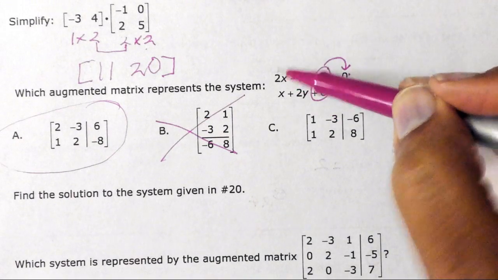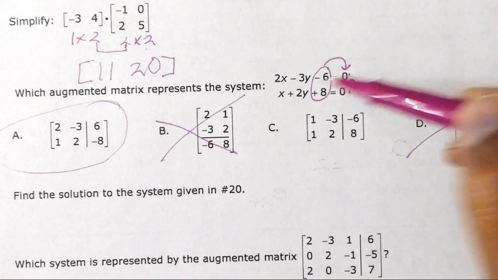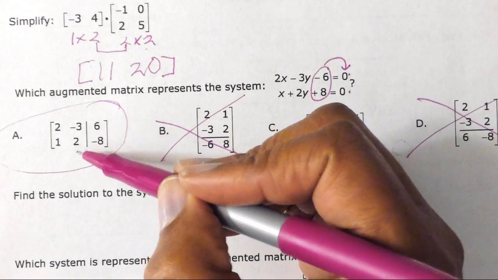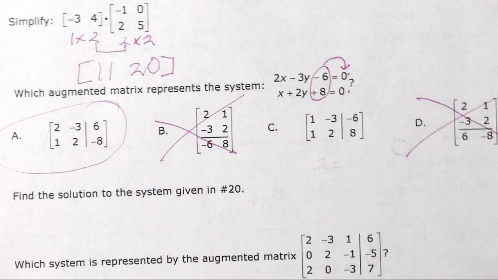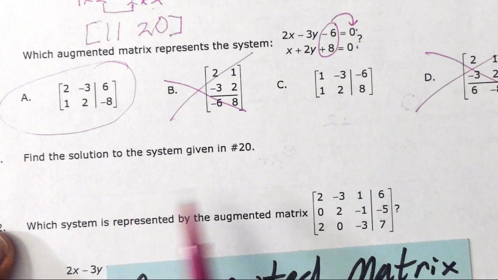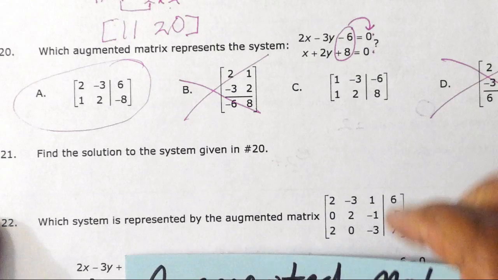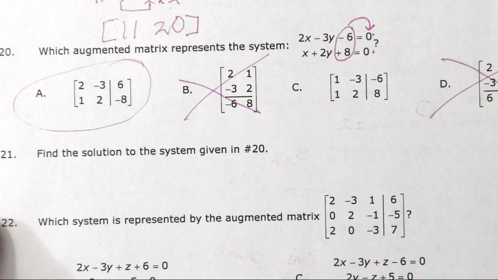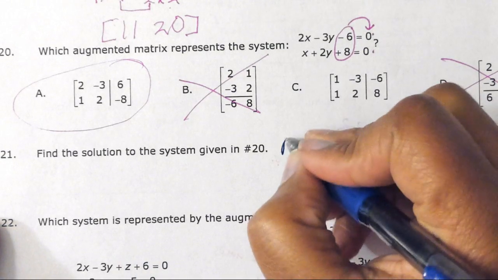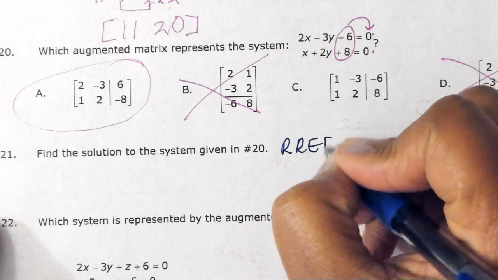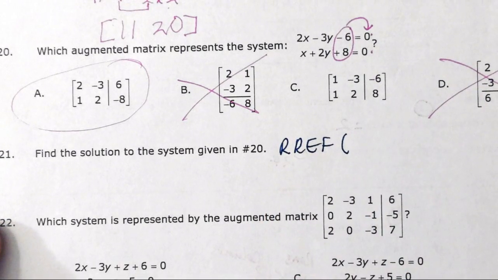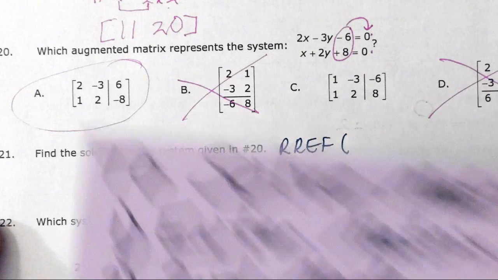Here are my x's, 2 and 1. Here are my y's, negative 3 and 2. To solve an augmented matrix, we used a brand new process. It was using our RREF function. And in order to get that, these are our steps.